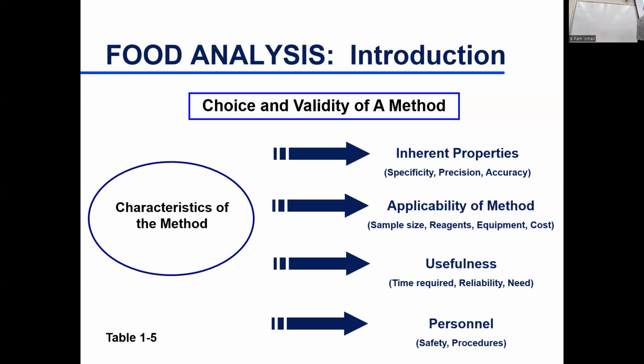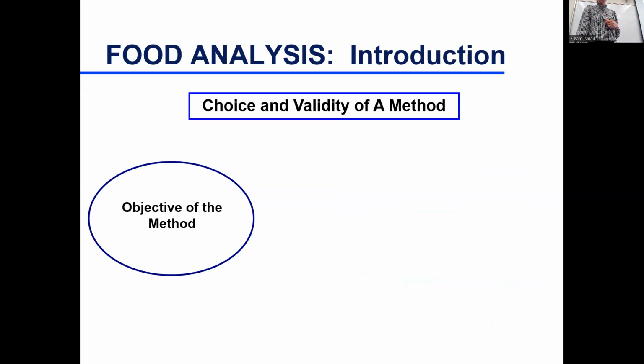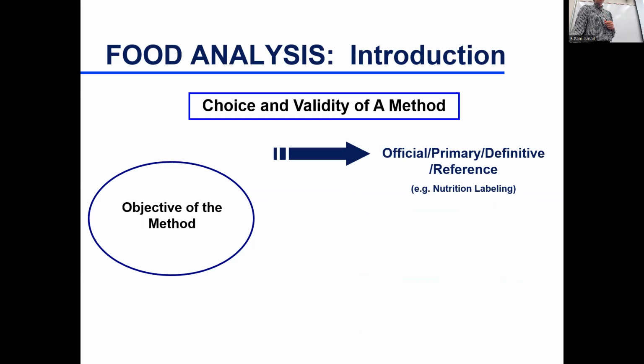One last thing I forgot about is personnel. Whenever you have a new method, you want to make sure that the people who are going to run the analysis are trained and they know the safety requirements, they know the procedure, you have good standard operating procedures they can follow, and you have the necessary safety precautions to take. And then objectives of the method.